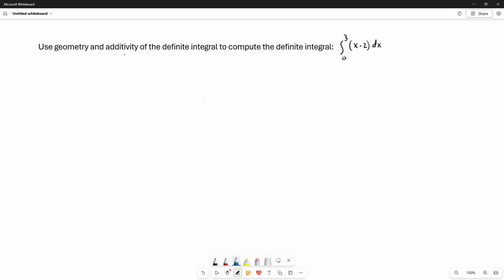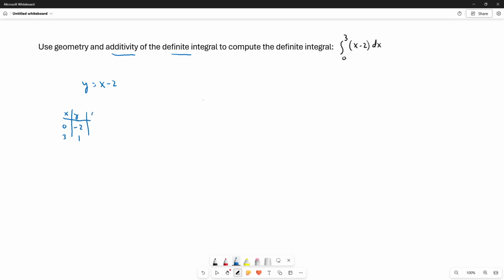Use geometry and additivity of the definite integral to compute the integral from 0 to 3 of x minus 2 dx. So we will draw the sketch of the line y equals x minus 2 over the interval from 0 to 3. So we'll plot 2 points, x, y. We'll let x be 0 and 3. Then y is x minus 2, so 0 minus 2 is negative 2, and 3 minus 2 is 1.